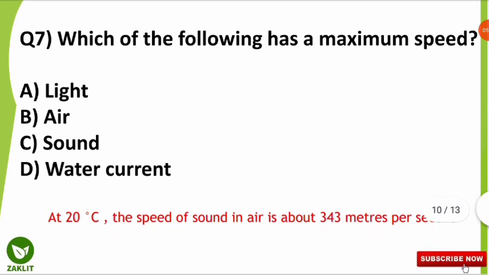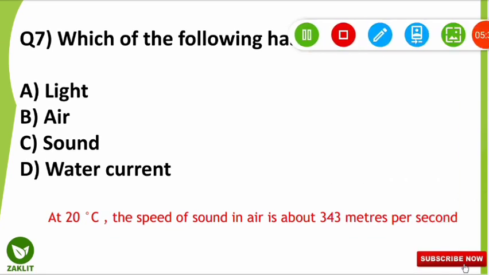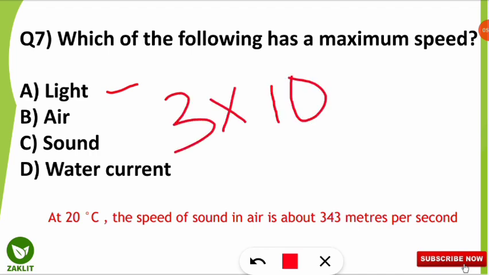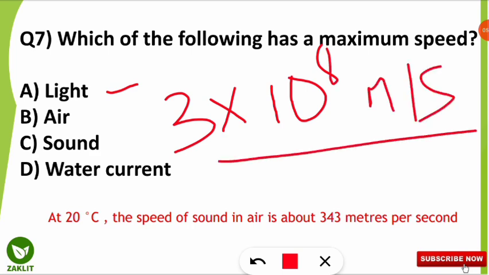The seventh question was, which of the following has a maximum speed? And here it was very simple, but we should know that the maximum speed is given by the light. Light is having the maximum speed, and that is the value of 3 into 10 to the power 8 meter per second. We all should know this because it is important in the numericals.